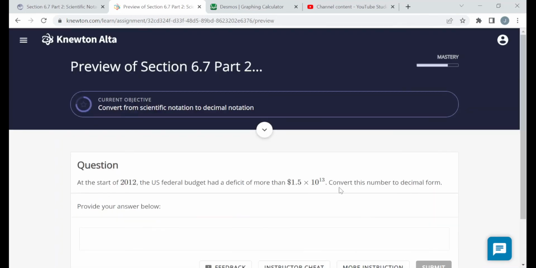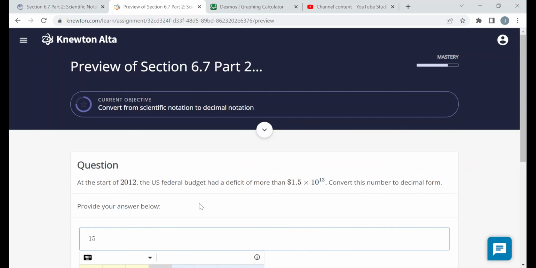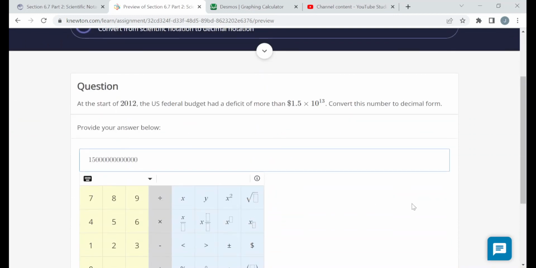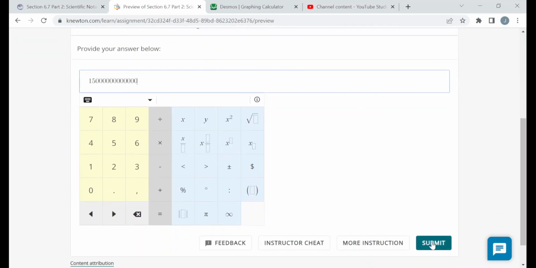All right, so this one's just convert to decimal form. Oh boy, 1.5 times 10 to the 13th. So I move the decimal point to the right 13 places. So I'd have 15 after moving it once, and then move it 12 more times. So you have a 1-5 with 12 zeros after it. 1, 2, 3, 4, 5, 6, 7, 8, 9, 10, 11, 12. There's the number in decimal form: 1.5 times 10 to the 13th is 15 with 12 zeros after it.